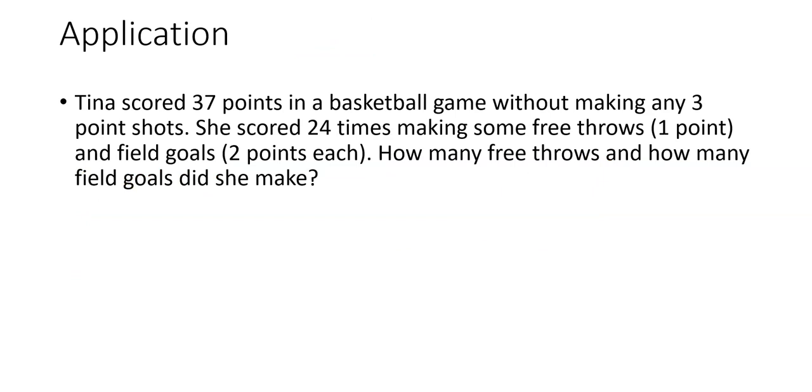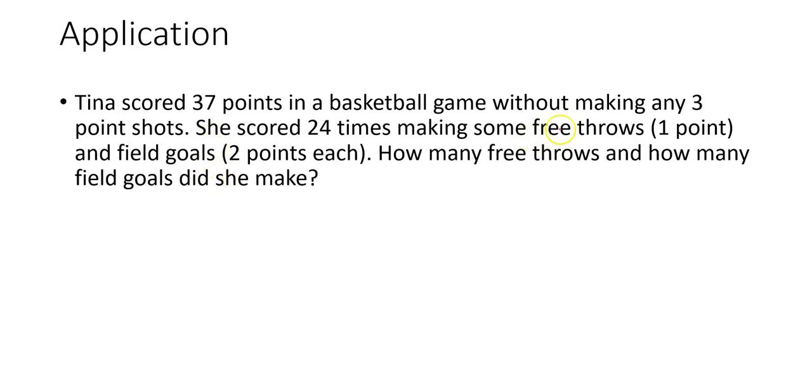So we've got a basketball game. Tina scores 37 points in a basketball game without making any three-point shots. So she scored 24 times, making some free throws. Just in case you're not familiar with basketball, free throws are worth a point, and the two-pointers are called field goals. So field goals are worth 2 points. Free throws are worth 1 point. It says she scored 24 times. So 24 times the basketball left her hand and went through the hoop.